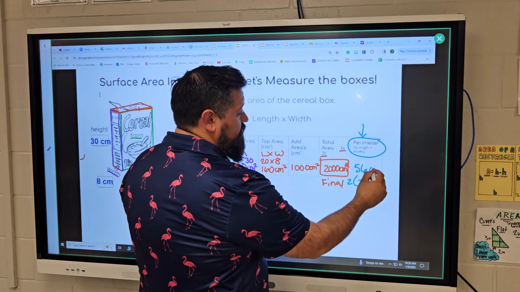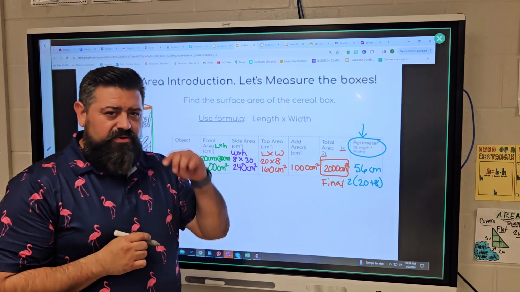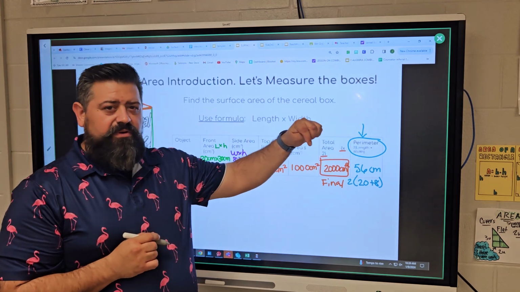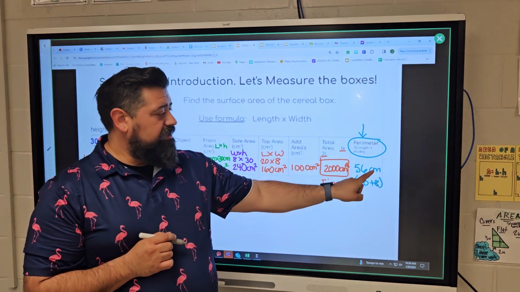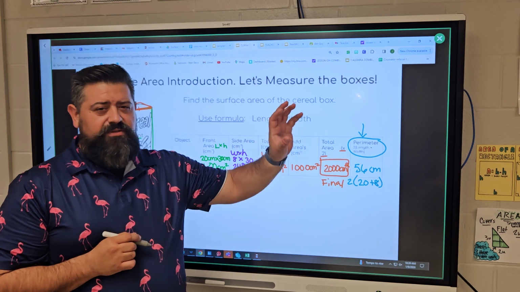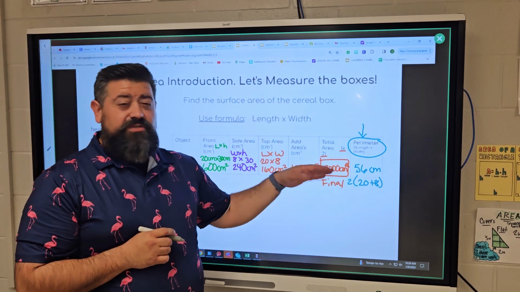Now perimeter is just measured. You're walking like in a straight line when you're doing perimeter. So we're just going to leave it as centimeters. You're not going to put a little 2. The little 2 is just for area.